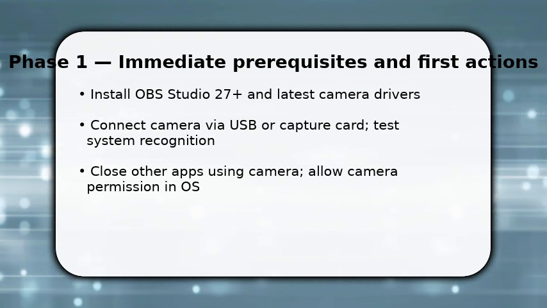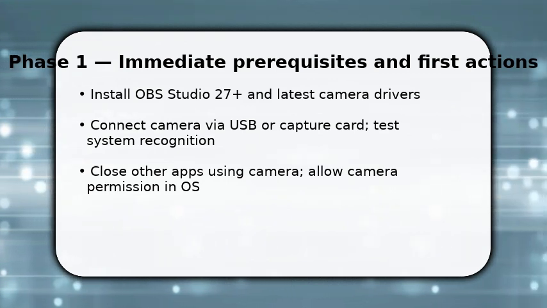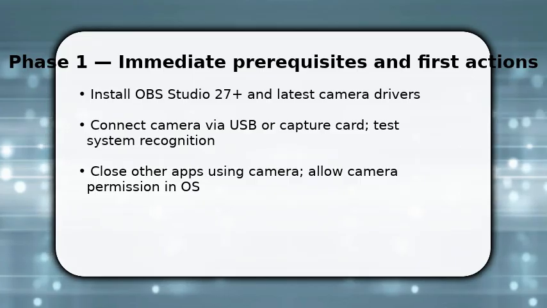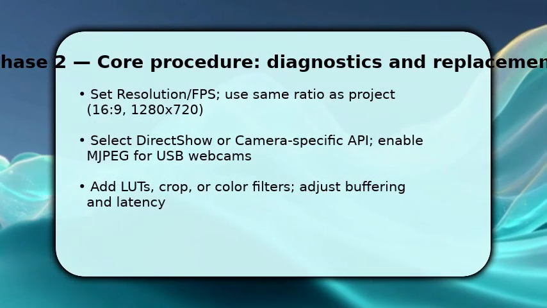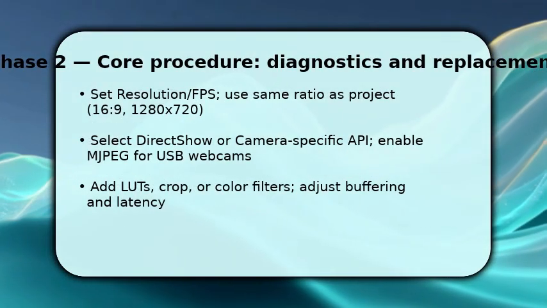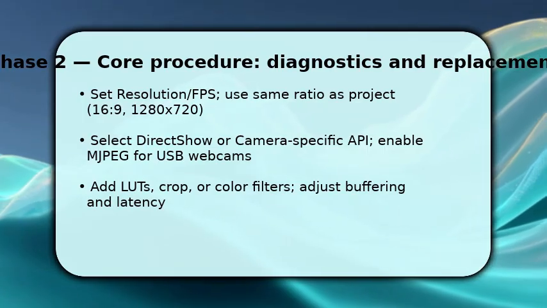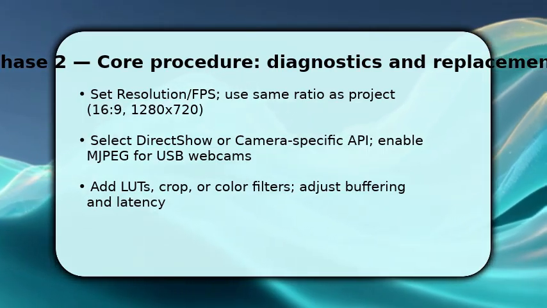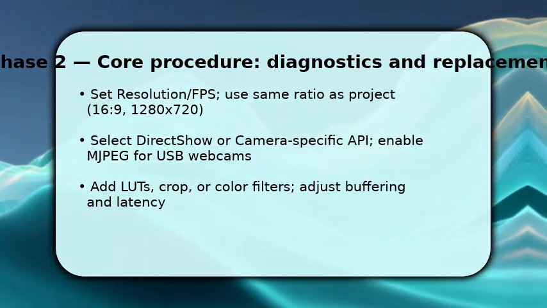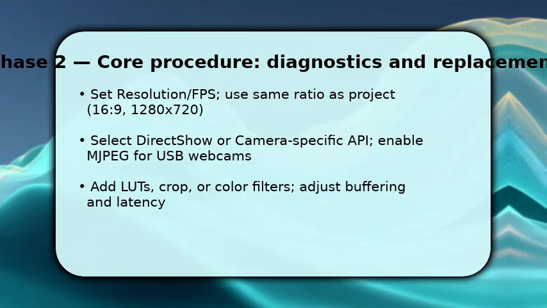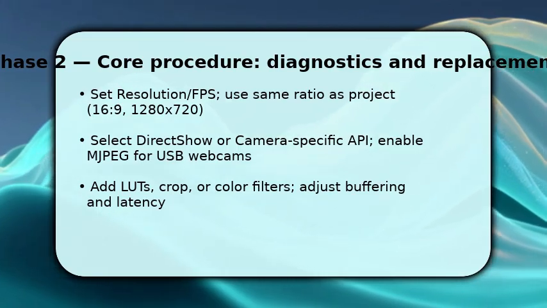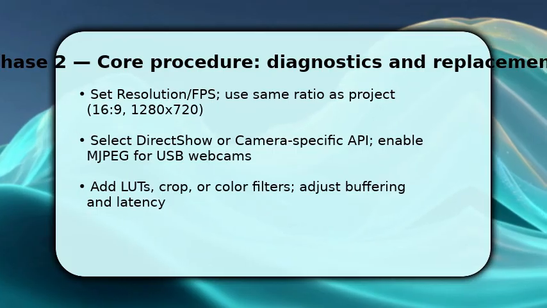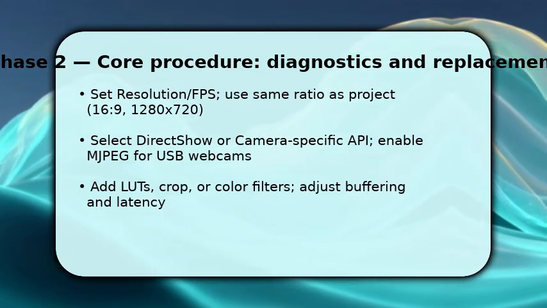Next, we configure formats and filters. You now configure the device specifics so the feed is stable. In the Video Capture Device properties, choose the matching resolution and FPS. This prevents scaling artifacts. Select the optimal API, DirectShow for many Windows webcams or a vendor API for specialized devices. MJPEG can reduce CPU load for USB cams.